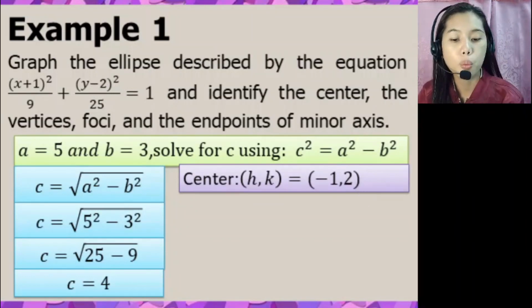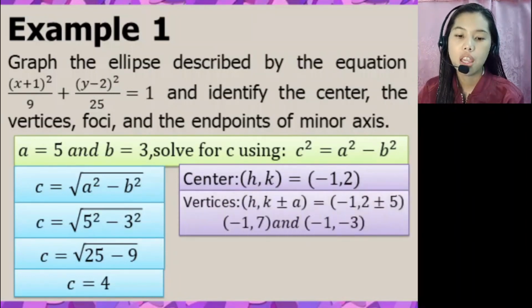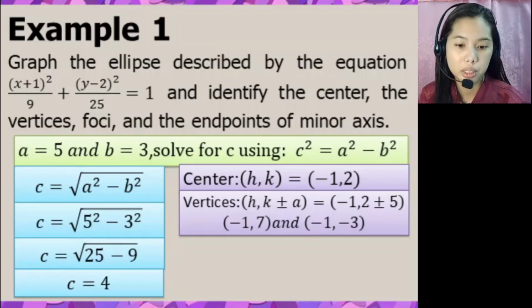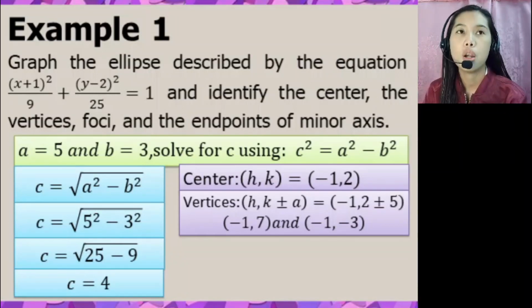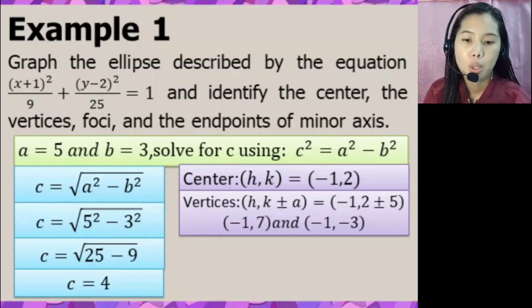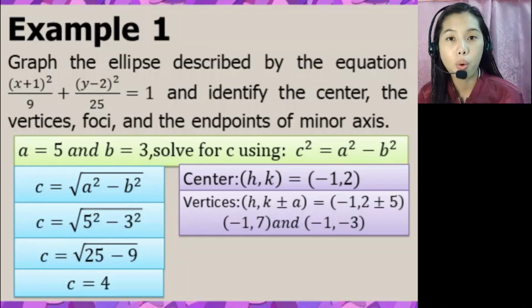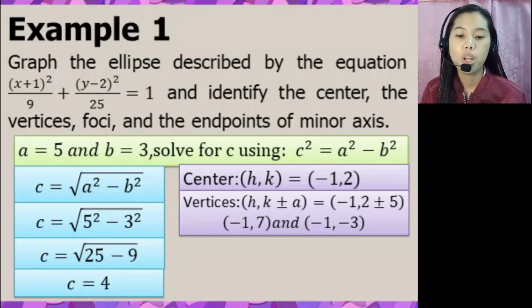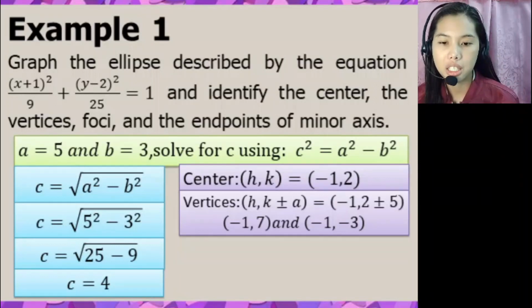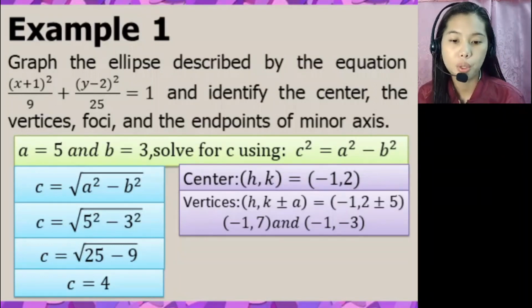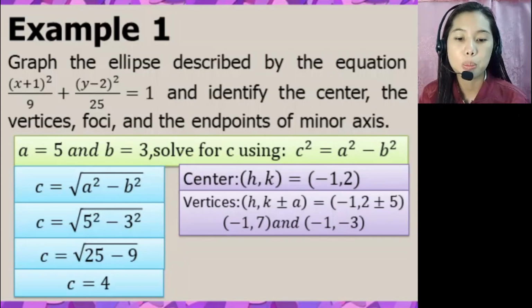So negative 1, 2. Our vertices, according to the previous table, since our major axis is vertical, that means we will be changing our y coordinate. All right. So then the vertices can be solved using (h, k plus or minus a).